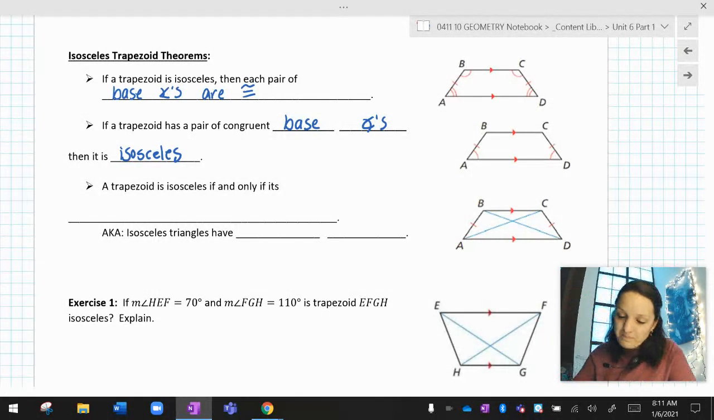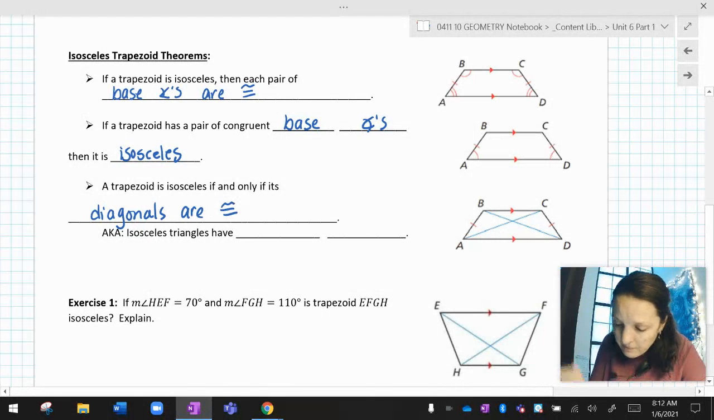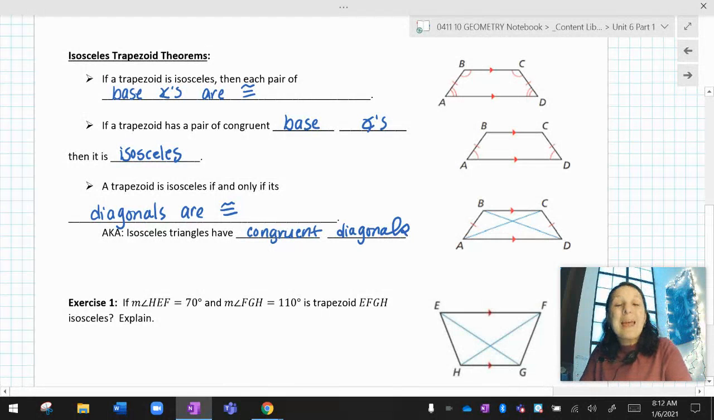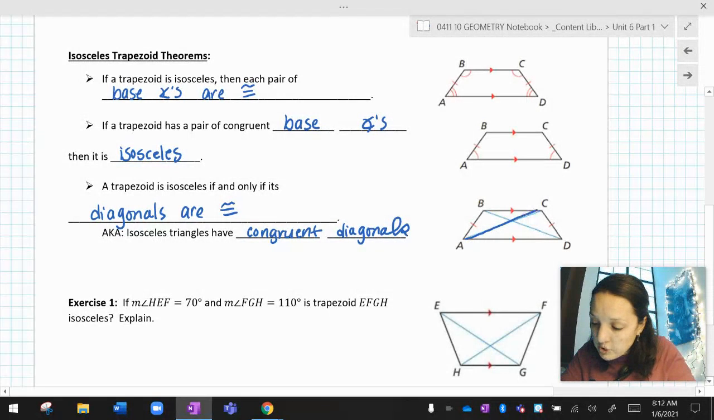It goes both ways. A trapezoid is also isosceles if and only if its diagonals are congruent. Okay? Therefore, isosceles trapezoids have congruent diagonals. And this last one works both ways as well. If you know it's isosceles, then the diagonals are congruent. If you know the diagonals are congruent, then it has to be isosceles. Okay? And your diagonals, just to make sure you understand, would be AC and BD.